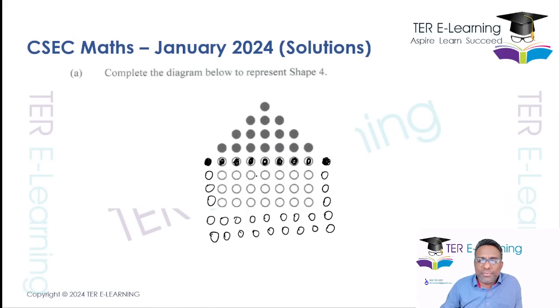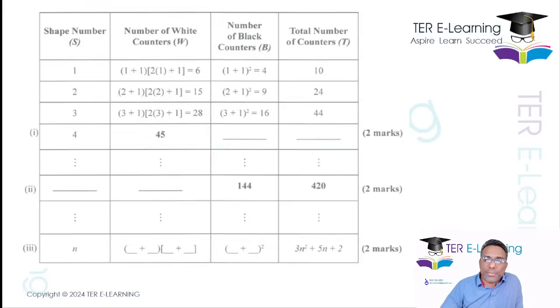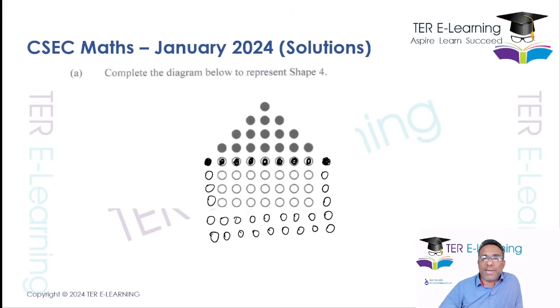1, 2, 3, 4, 5, 6, 7, 8, 9. 1, 2, 3, 4, 5. 9 5s are 45. Let's see, do we have 45? Yes, we have 45 white counters. So I think we're okay. So this is my shape 4.